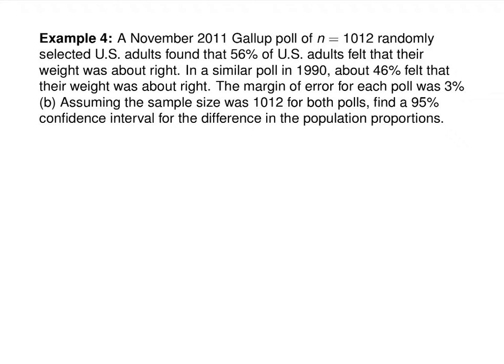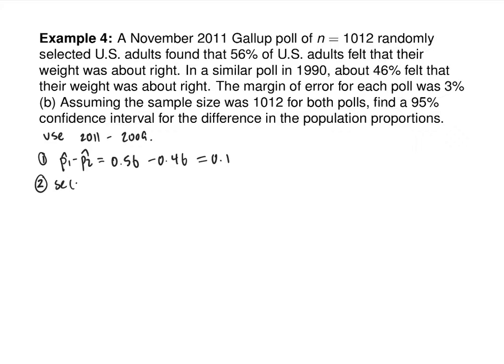Assuming the sample size was 1,012 for both polls, find a 95% confidence interval for the difference in the population proportions. And just note that we're going to use 2011 minus 1990. We're going to use that order so we keep things positive. Okay, so first thing, p1 hat minus p2 hat. So now we know these proportions are different, and the question is approximately how much. So that's 0.56 minus 0.46, which is 0.1, or 10%.